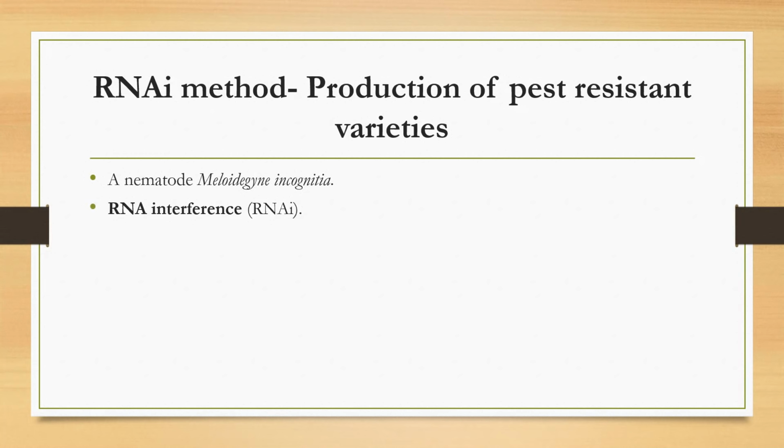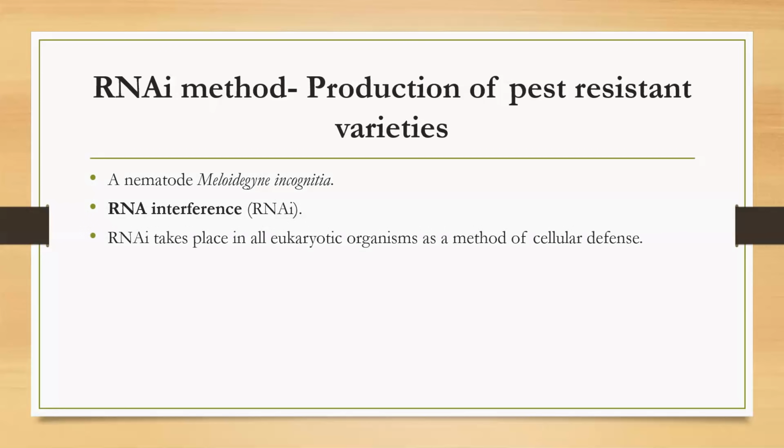To kill such nematode pests, we can use pesticides. But in another way that causes harm to nature, it causes soil pollution or water pollution. To avoid the usage of such chemicals, we have developed a genetically modified plant which is resistant to this particular pest, that is a nematode called Meloidogyne incognita. So the methodology or the technique for the production of pest-resistant varieties is called the RNAi method or RNA interference method.